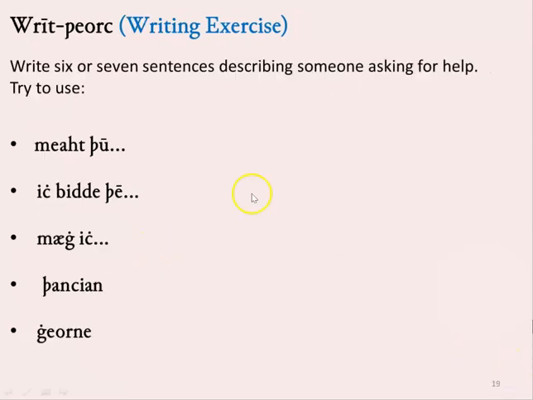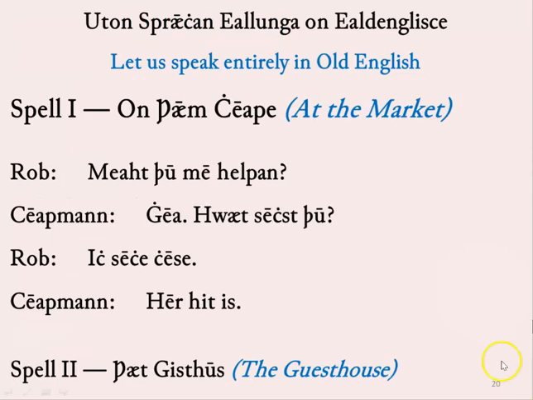All right, now here, this is a writing exercise. Write six or seven sentences describing someone asking for help, and again, suggested answers to this slide as well as the previous one will be on the Google Drive for this channel. So you might try using things like mecht thu, ich bitte thee, may ich, danken, and gerne. All right, let's move on.